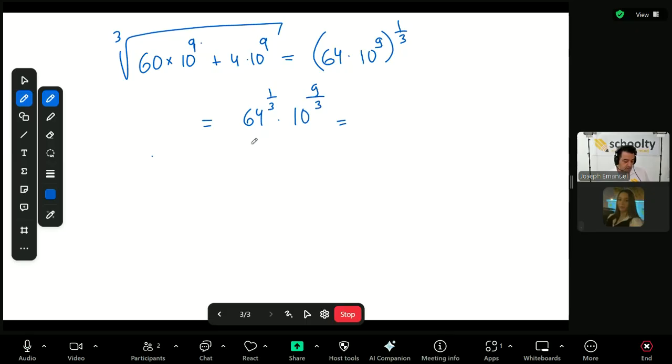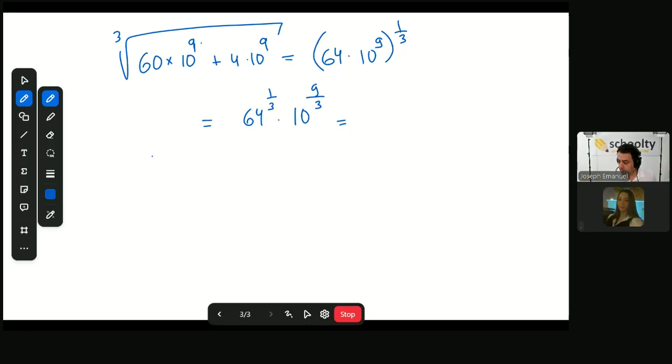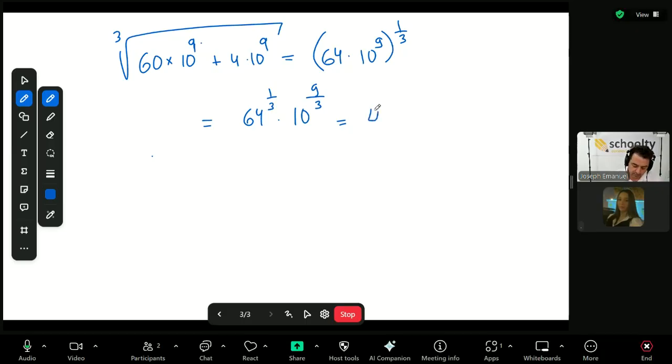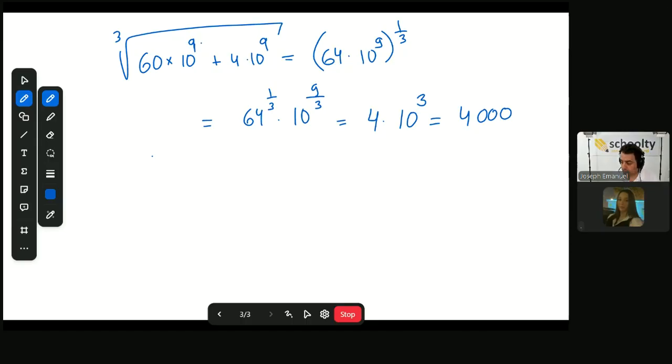So how much is 64 to the power of 1 divided by 3? We have here 4, and here we have 10 to the power of 3, which is 1,000, so 4,000. 9 divided by 3, this is 3.